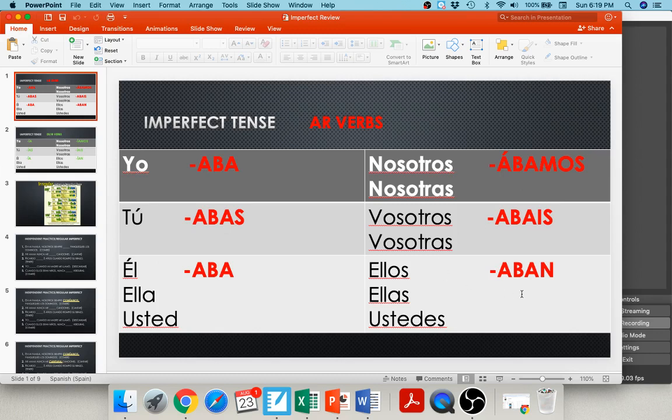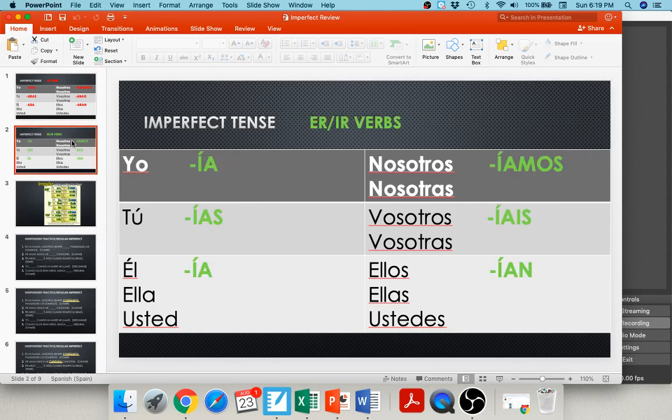So if you were to take a basic verb like hablar, if you want to say I used to talk, you're going to say hablaba. You used to talk, hablabas. He or she used to talk, hablaba. Notice that the yo and el, ella, usted form are the same in the imperfect tense. Nosotros hablábamos, vosotros hablabais, and ellos, ellas, ustedes hablaban.